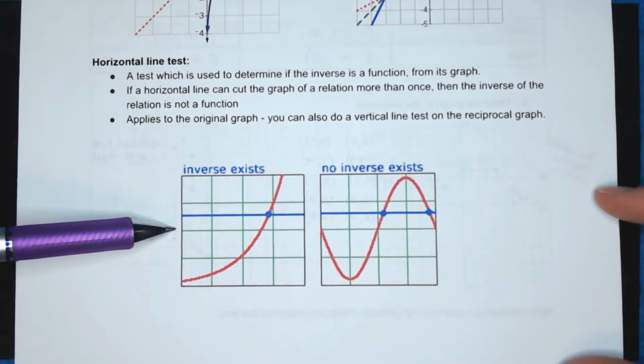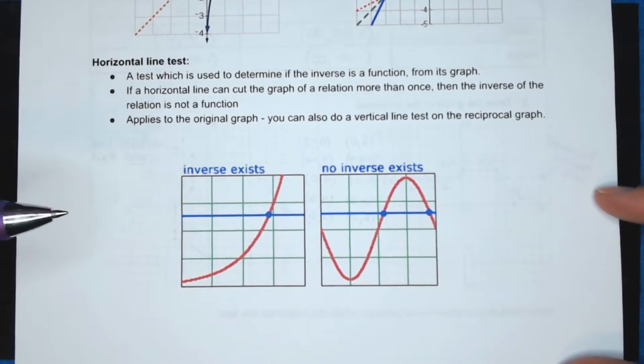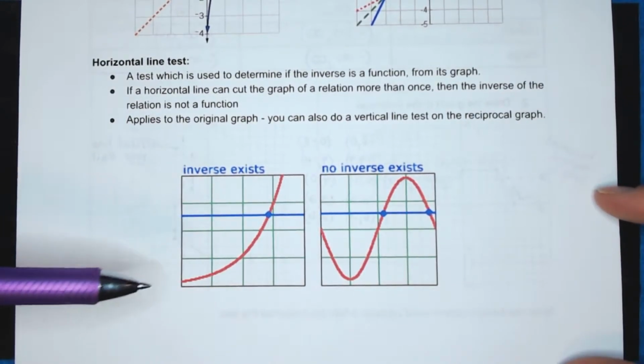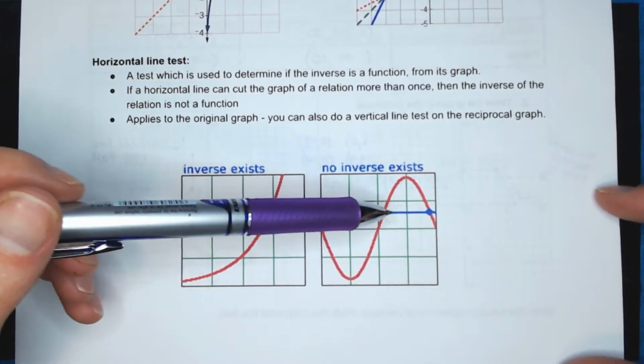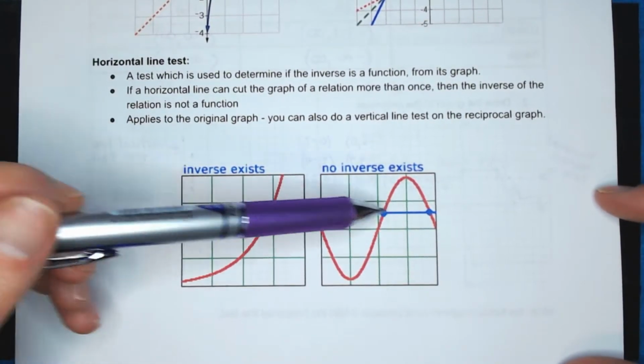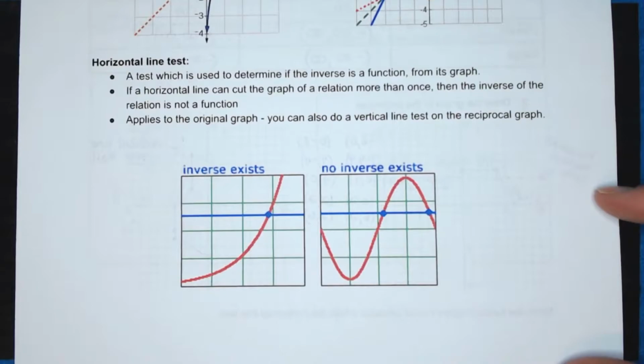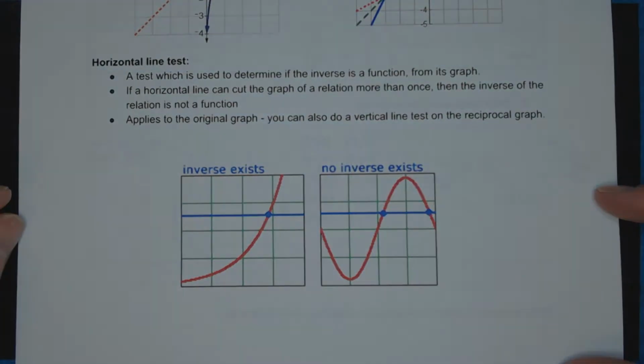Now, you can also do this with a vertical line test when you draw your reciprocal graph. So if you aren't sure and you draw your reciprocal and the same thing, if it hits 2 points on your line, then we would say that the inverse does not exist.